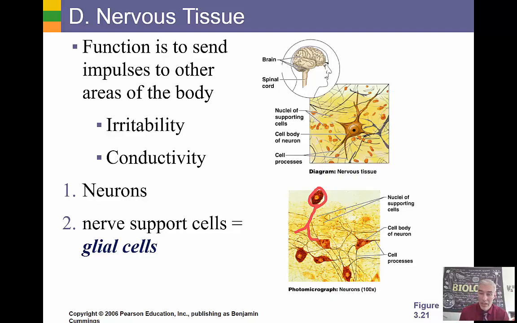So we have our neurons, which are the main cells, which are the ones I was talking about that send signals. And then you have the support cells, which are called the glial cells, or the neuroglia, that surround them.